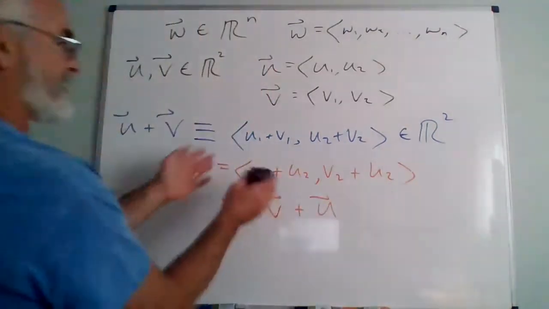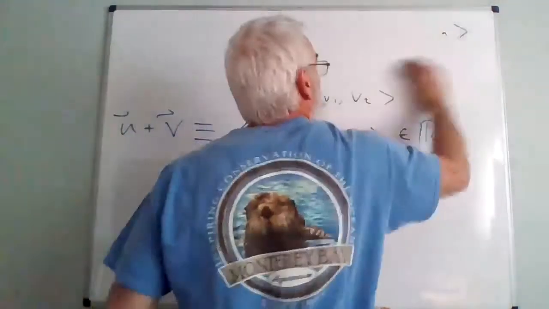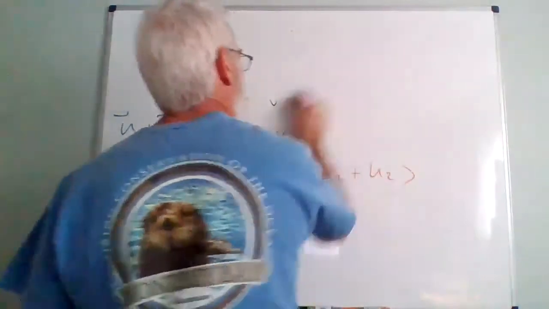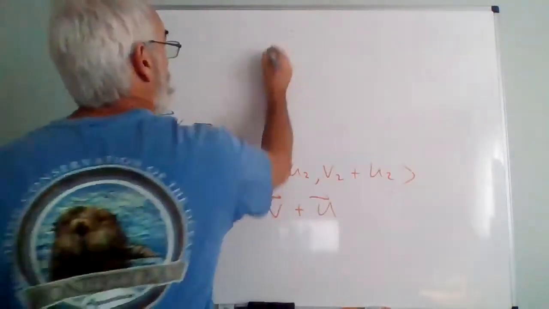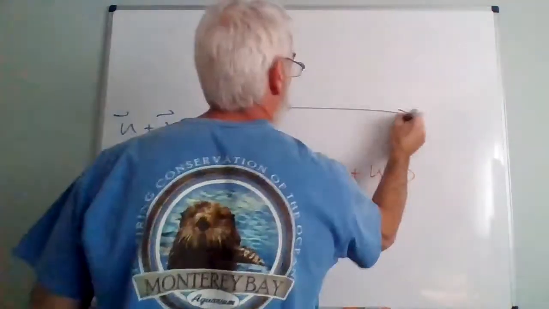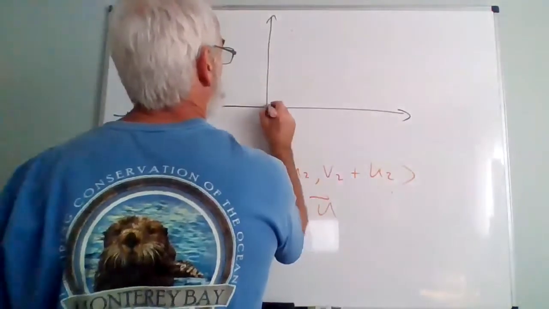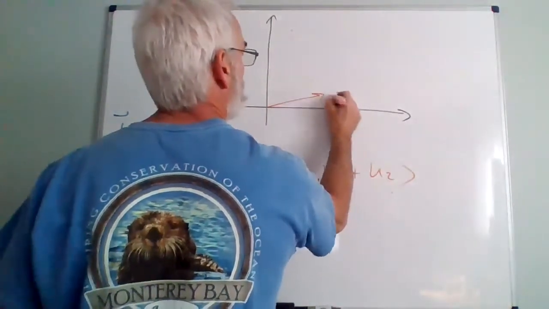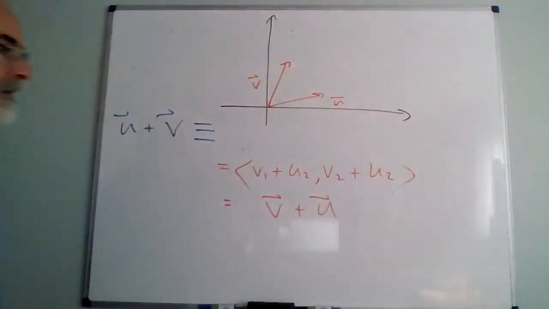Now, let's give this a physical interpretation, because this can be very useful. We're adding these vectors, but we don't even know what they mean necessarily. So let's say this is vector u. Let's say this is vector v. Let's just keep it real simple.